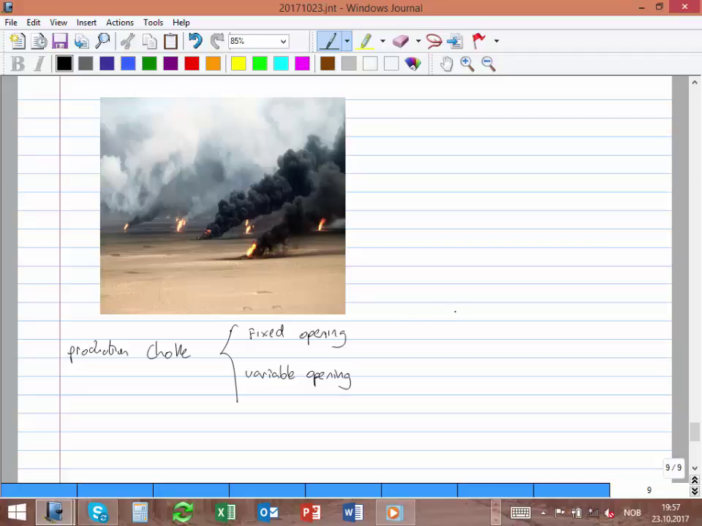A fixed opening is, if I make it, actually look something like that. That's the main pipe from the wellhead, which we call from wellhead, and that goes to the separator.